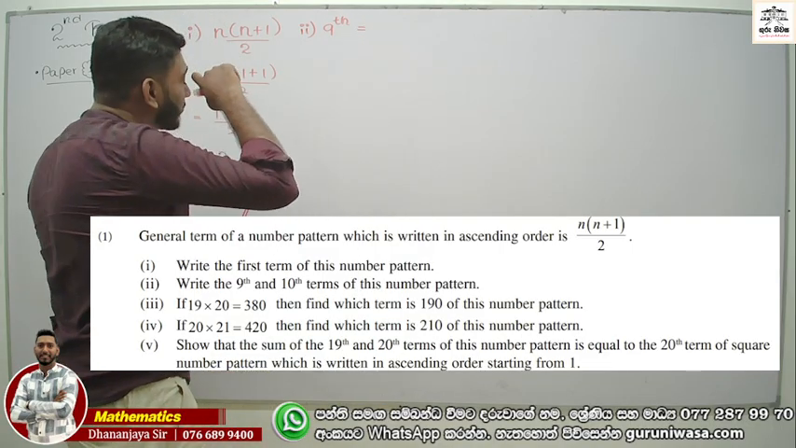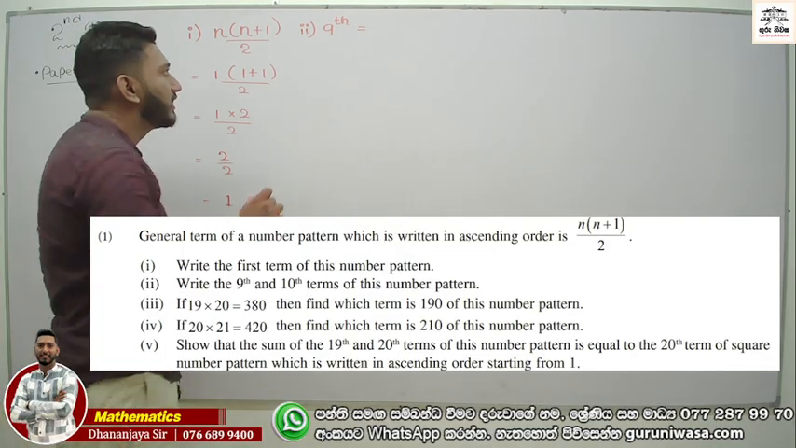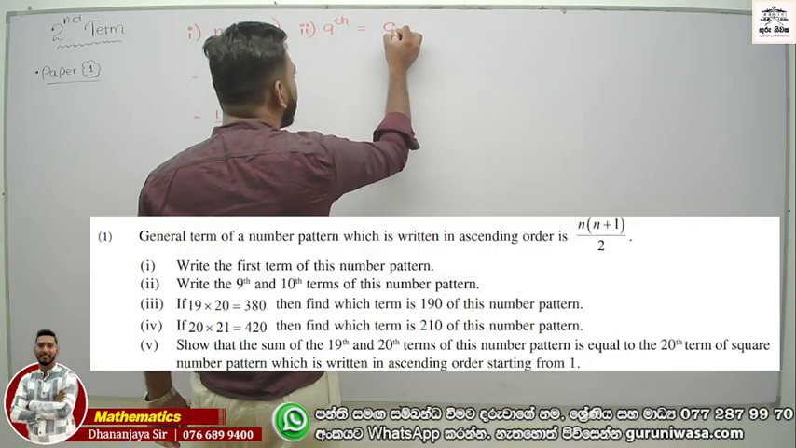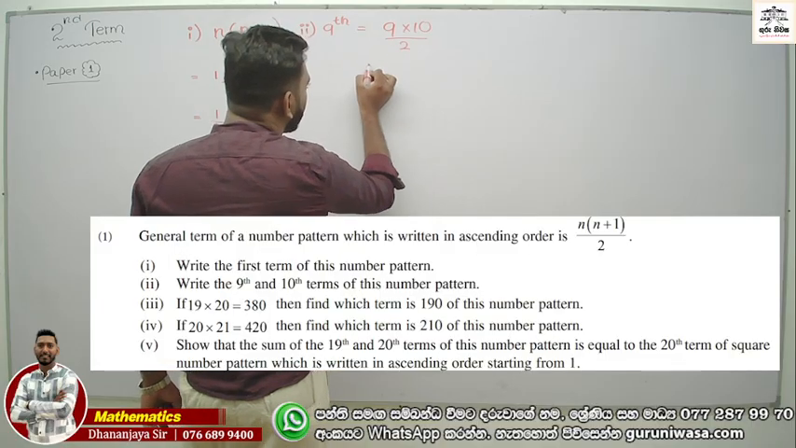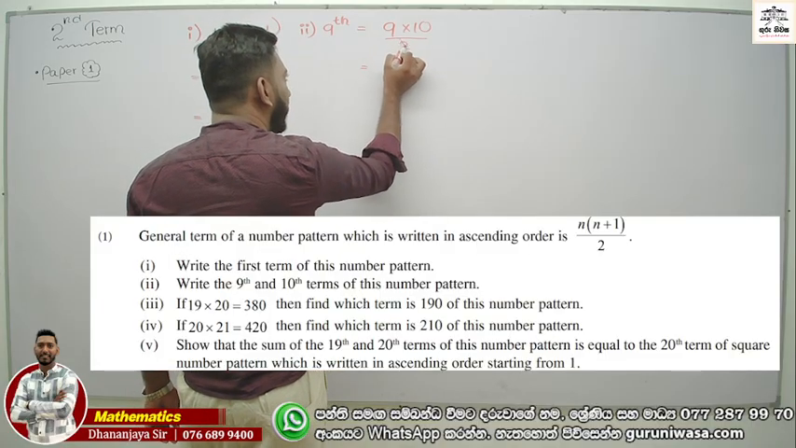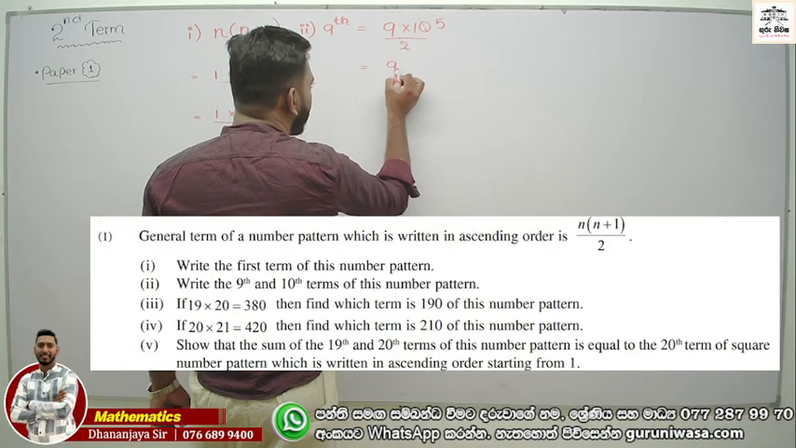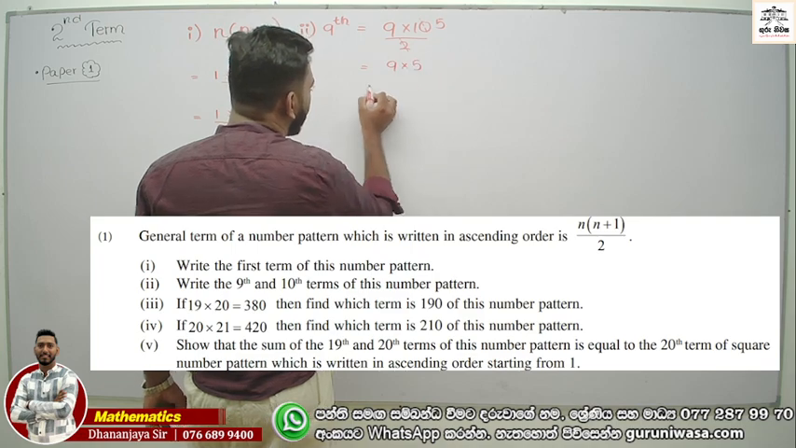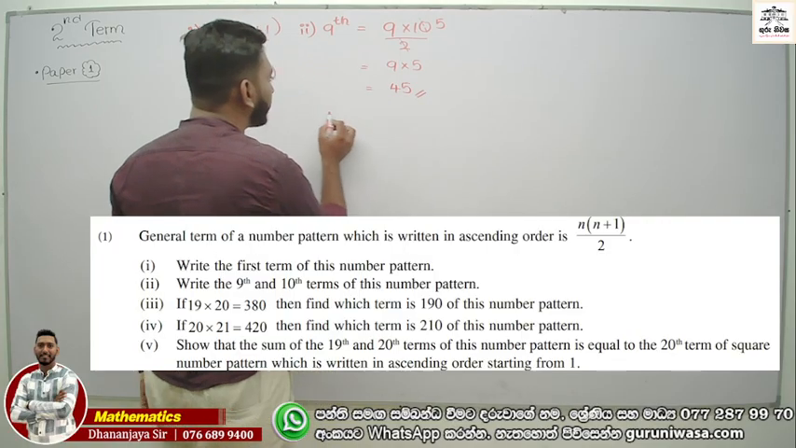That's very easy. First term becomes 1 into 2 divided by 2. Therefore, the 9th term becomes 9 multiplied by 10 divided by 2. And you can simplify: 2 times 1, 2 times 5, 9 times 5. It should be a 45. This is the 9th term.